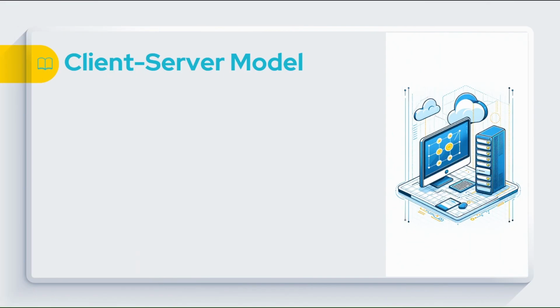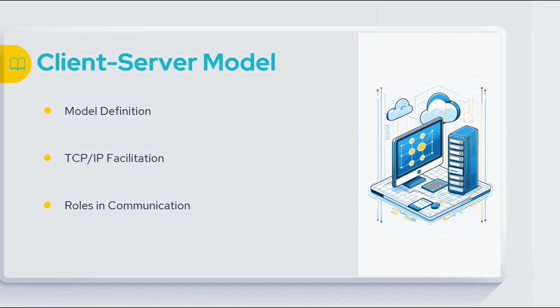Now let's go to the client-server model. We have model definition, which is nothing but a structure dividing tasks between servers and clients, where clients initiate the communication sessions. And then we have TCP/IP facilitation. So the TCP/IP ensures reliable, ordered, and error-checked data delivery. Roles in communication. Understanding the various roles in communication is essential for effective information exchange and collaboration in any organization.